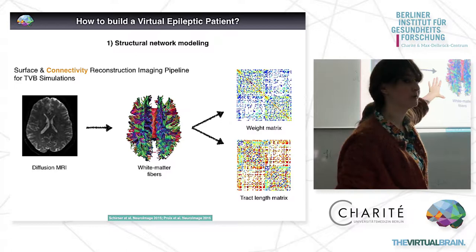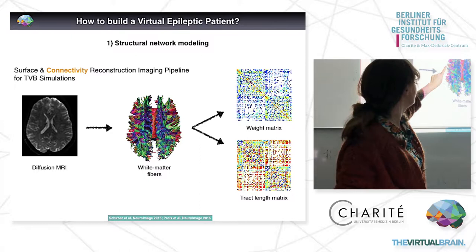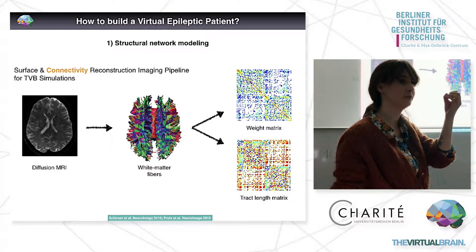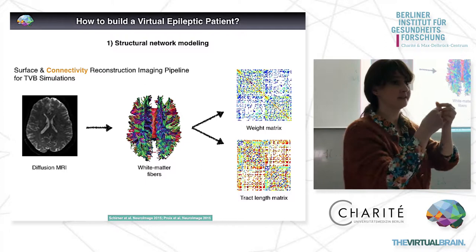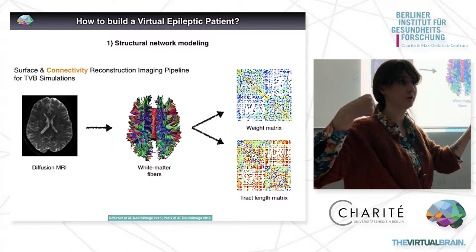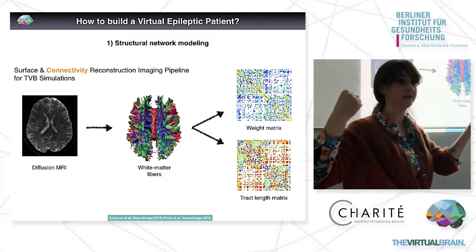And we get two matrices. One is the weight matrix, so the strength of the connection between two different regions. And we also get the track length, so the distance between two regions. And this matrix allows us to compute the time delays in our activity.